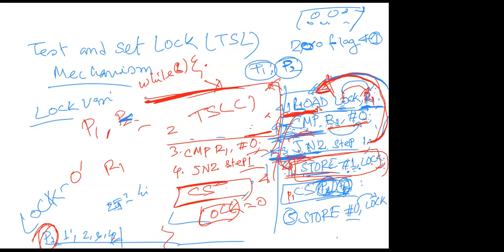First, process P1 tries to enter the critical section. Executing TSL means it loads and makes the lock value 1, and then compares, and it will enter the critical section. P1 enters the critical section. Next, process P2 tries to enter the critical section. It will jump back to this step, because the lock is 1. Lock is 1, so it will jump back to here. It cannot enter the critical section.